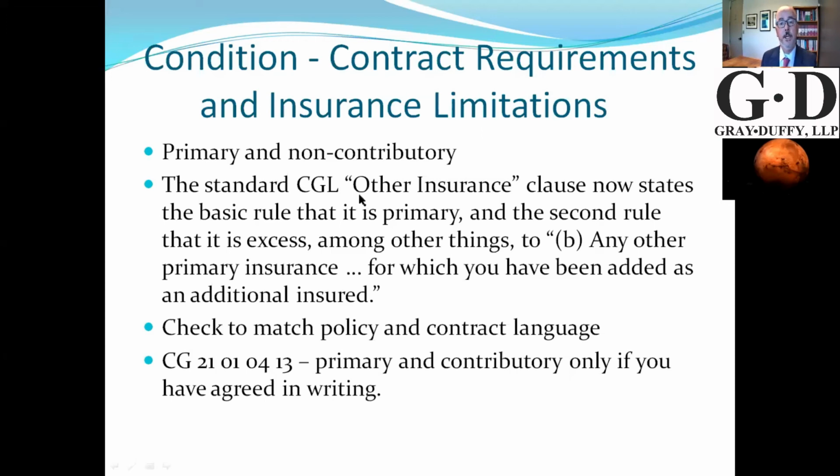The standard CGL now has dealt with this issue as well, right? So the standard CGL says the policy is primary unless otherwise provided. Then it says that it's excess in a certain number of circumstances. And one of those is it's excess where the named insured has been added as an additional insured under another policy by endorsement or otherwise. And so it says any primary insurance for which you've been added as an additional insured. And so this is an attempt in the ISO policies to wrestle with this issue as well, to make one policy primary and one policy excess.